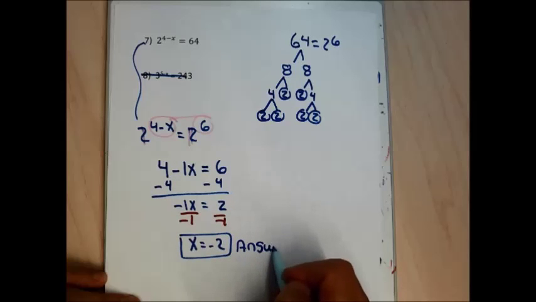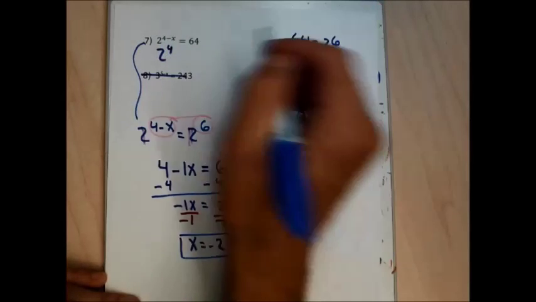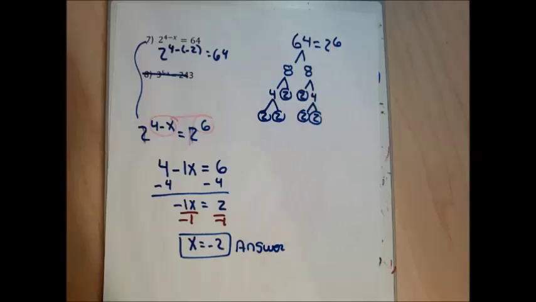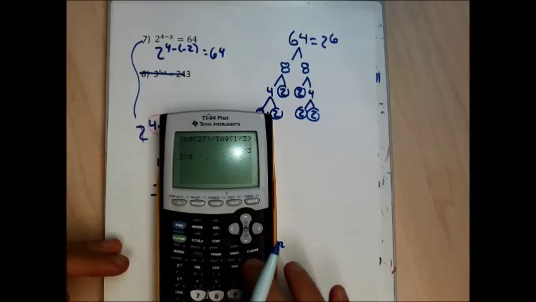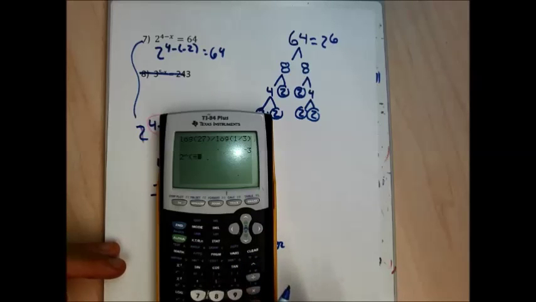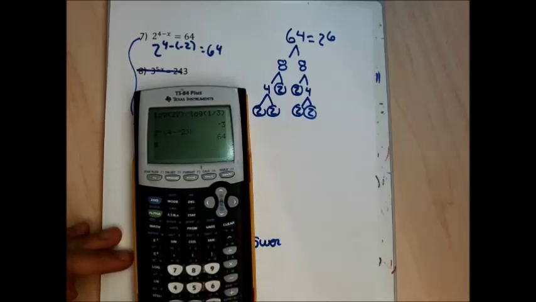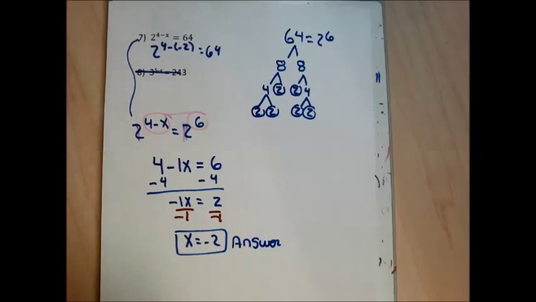for problem 7. To check it, I just need to go 2 to the 4 minus negative 2, and that needs to be 64. I'll check it on my calculator because it's easy enough to do. So 2 exponent 4 minus, 4 minus negative 2 parentheses. And when I hit enter, it has to give me 64 because the right-hand side is 64, and it does. All right.